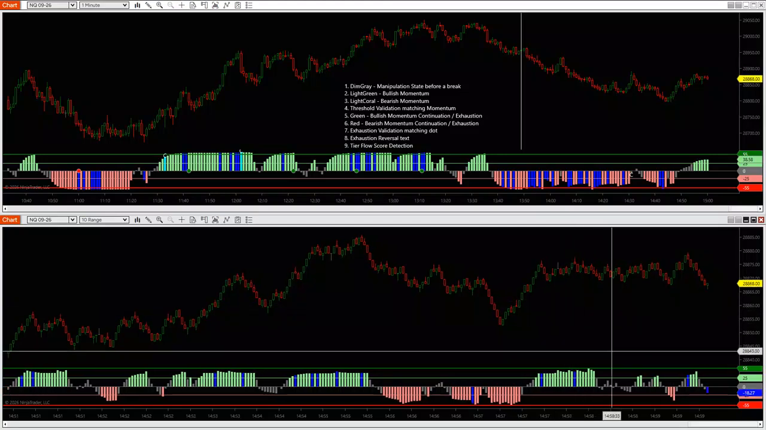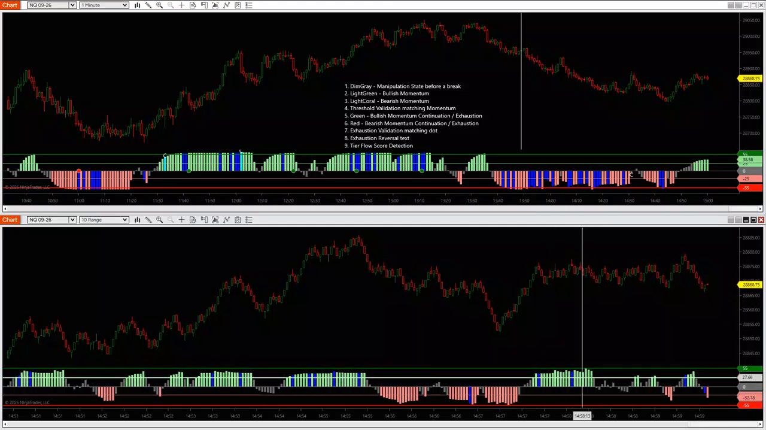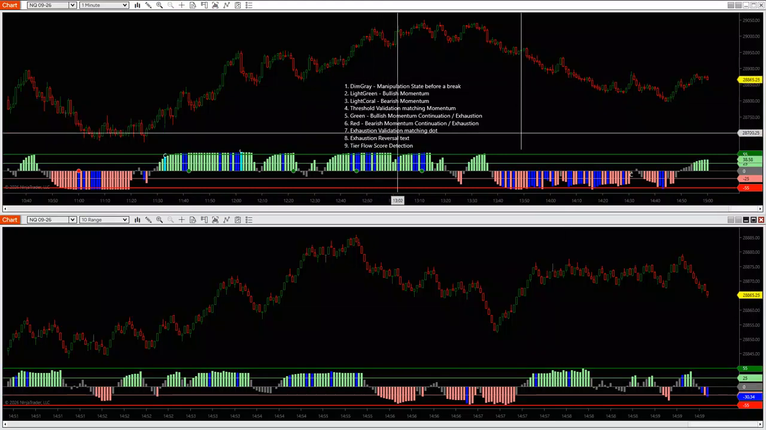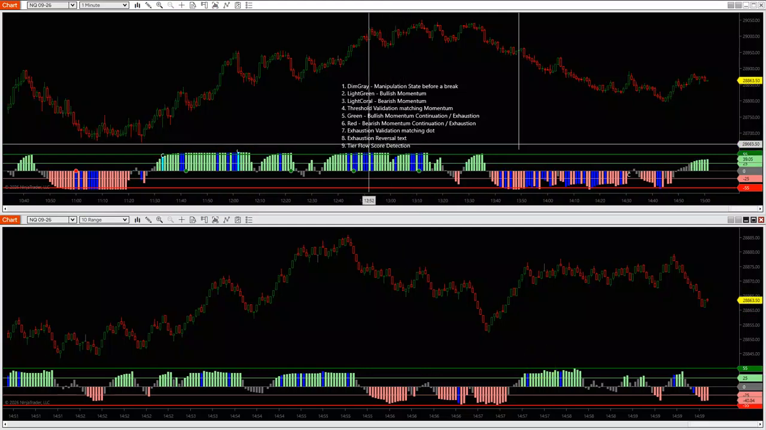All right, so a little fussy. You can see it's a little fussy. The last block that you had was bullish, so they can get flat. They can get flat. They're not hitting the extremes. So validation dot, reversal text, we talked about that. The tiers flow score.